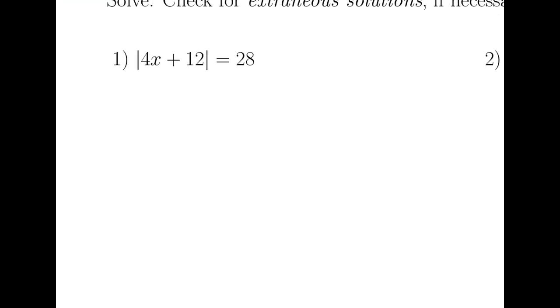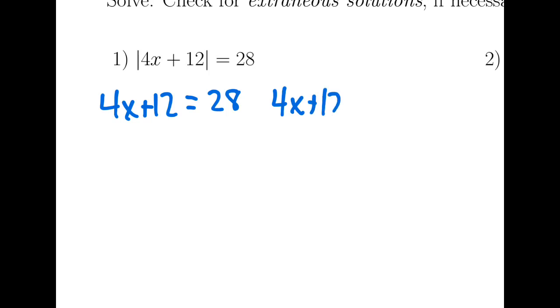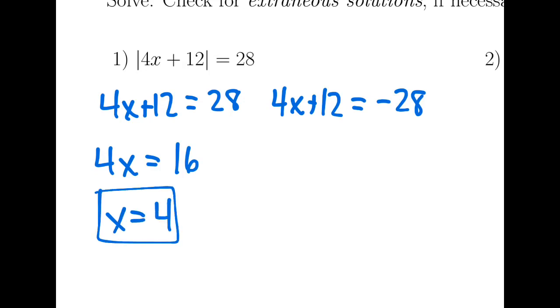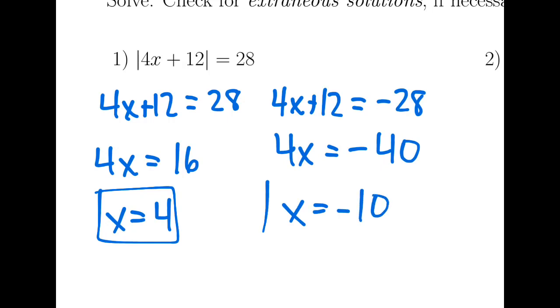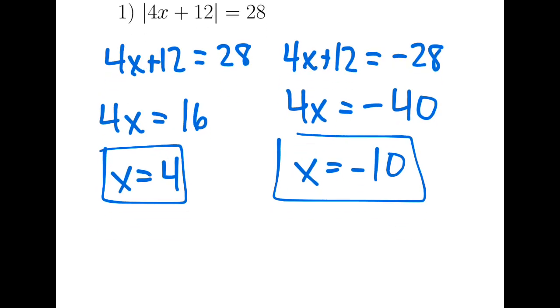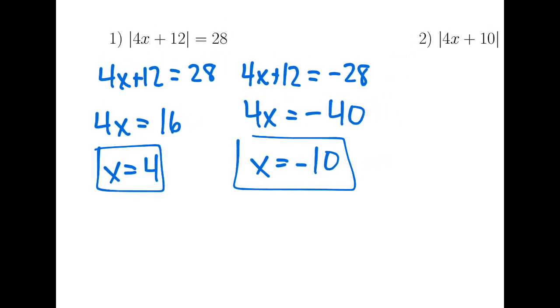We have the absolute value of 4x plus 12 equals 28. So 4x plus 12 could equal a positive 28, or 4x plus 12, if that equals a negative 28, then our equation is happy. So subtract 12 from both sides, so we would have 4x equals 16, divide by 4, and x is 4. That's one of our solutions. And then on the next one, subtract 12 from both sides, and that's a negative 40. Divide by 4, and x is a negative 10. That's one of our solutions. So what we need to do is check and see that both of those work.